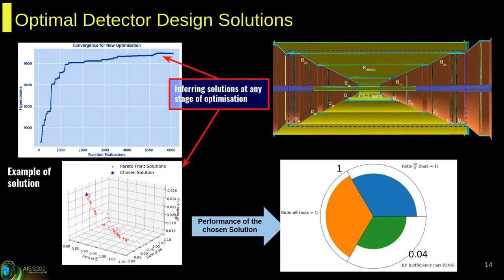In this 3D plot, the axes represent the three objectives, namely the ratio of momentum resolution, the ratio of theta resolution, and the absolute value of Kalman filter inefficiency. The blue star point here represents the chosen solution after a manual post hoc decision making process. On the bottom right, we see a petal diagram which represents the performance of the chosen blue star point in the three objectives that we optimized. And finally, on the top right, we show the Geant4 visualization of the chosen solution.